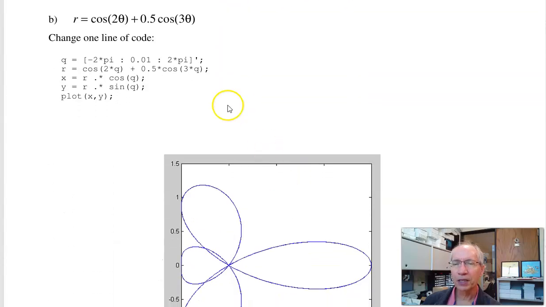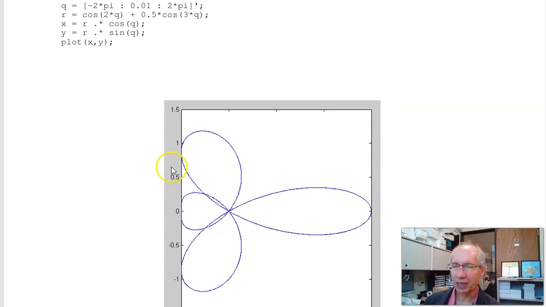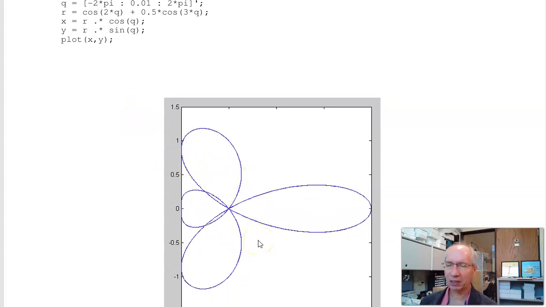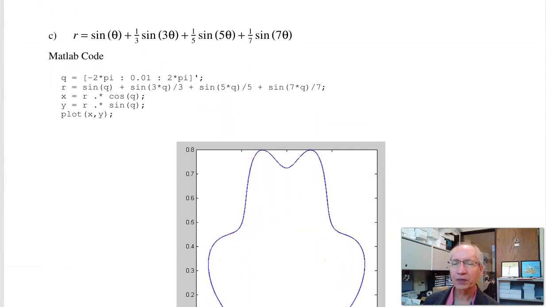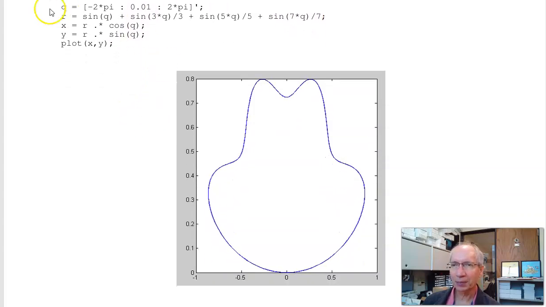Another polar function. If I have this one, r is cosine 2 theta plus 0.5 cosine 3 theta. Here's angle, here's the radius. Find the x-coordinate, find the y-coordinate, and you get kind of a funky four-leaf clover. Do this function, sine theta plus 1/3 sine 3 theta plus 1/5 sine 5 theta plus 1/7 sine 7 theta. Pull out the x and y coordinate, I get something that looks like a frog.